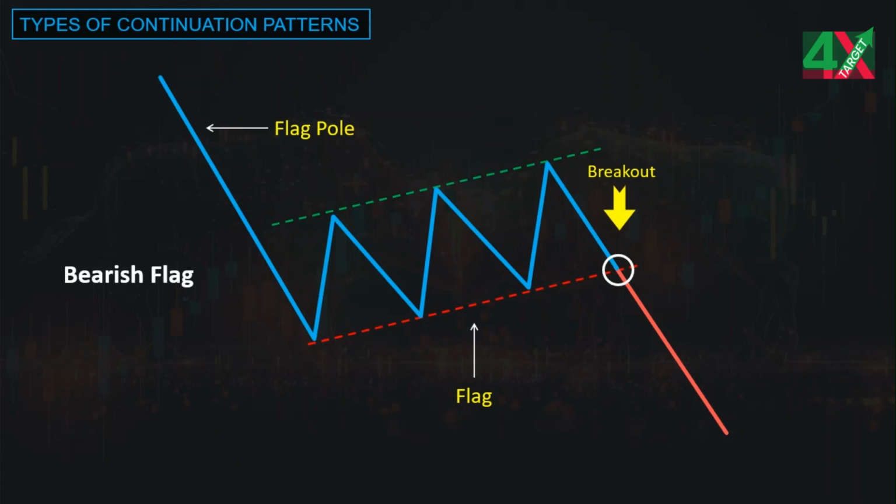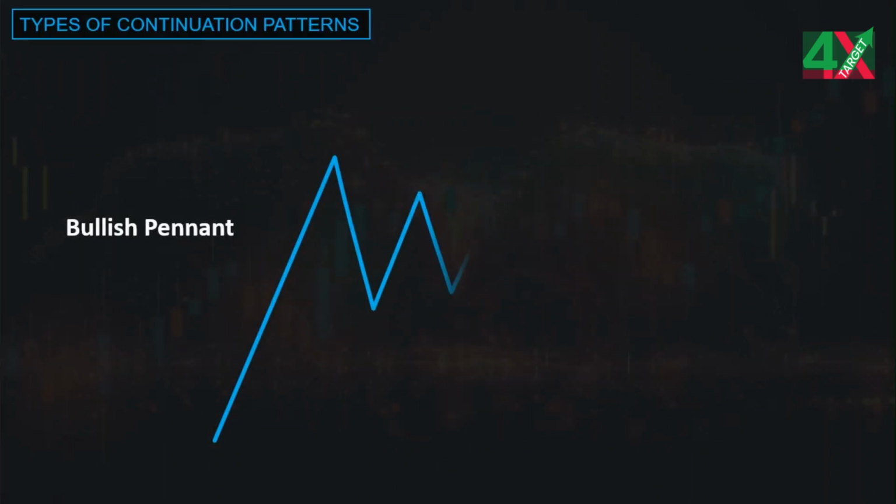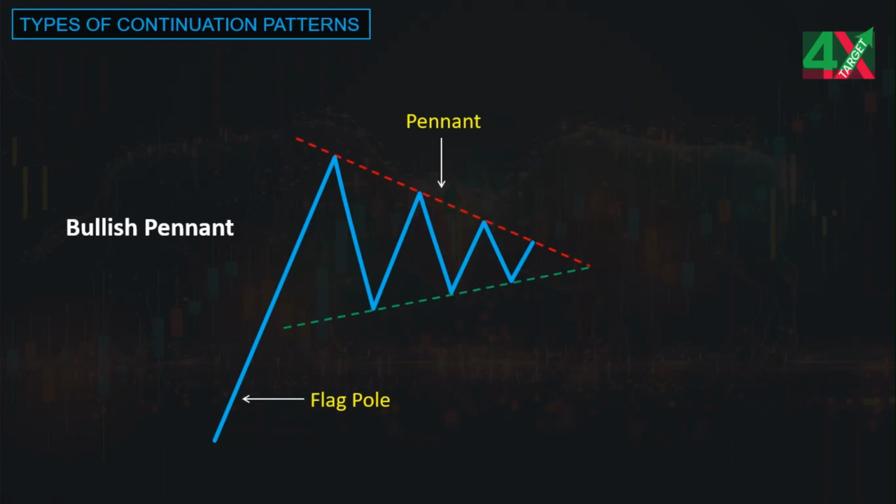While flag patterns are defined by their parallel structure, another continuation pattern with a slightly different formation is the bullish pennant, a pattern that often appears in fast, high-volume markets. This pattern forms after a strong upward price movement, known as the flagpole, followed by a brief period of consolidation within converging trend lines, creating a small symmetrical triangle called the pennant. The pattern is confirmed when the price breaks above the upper trend line, indicating the potential resumption of the upward trend.